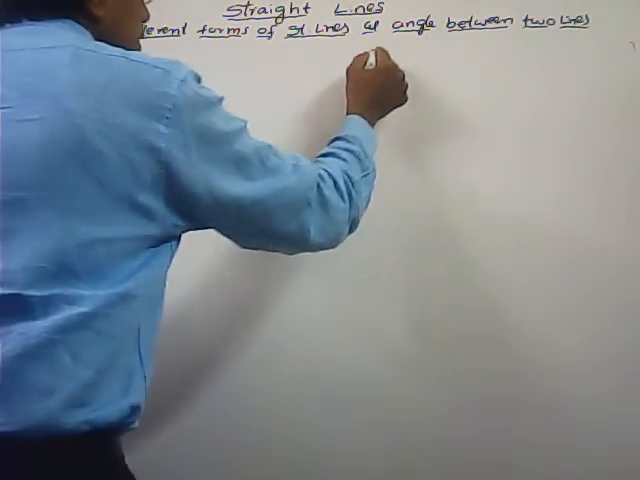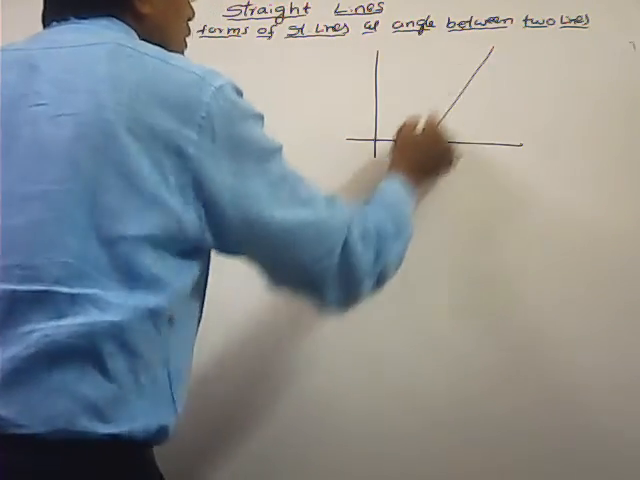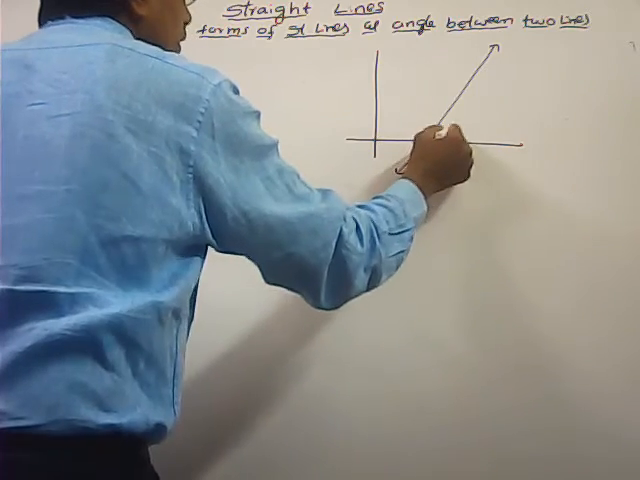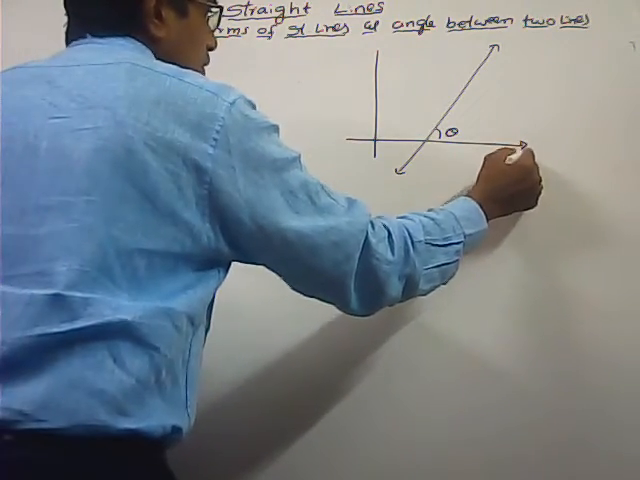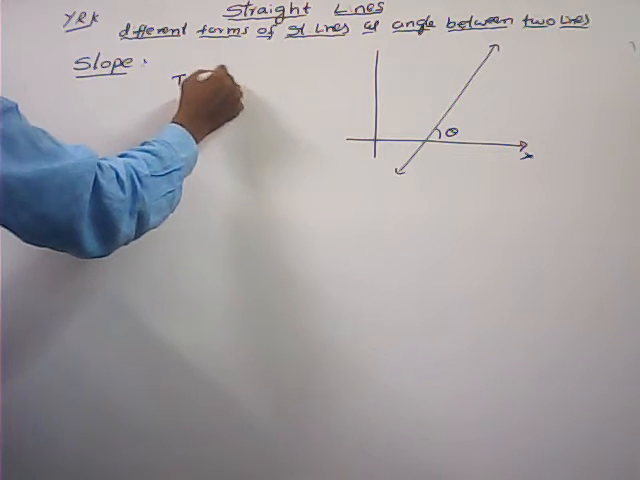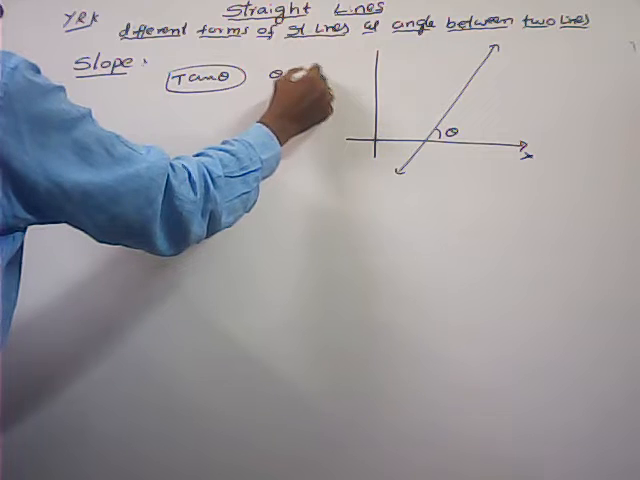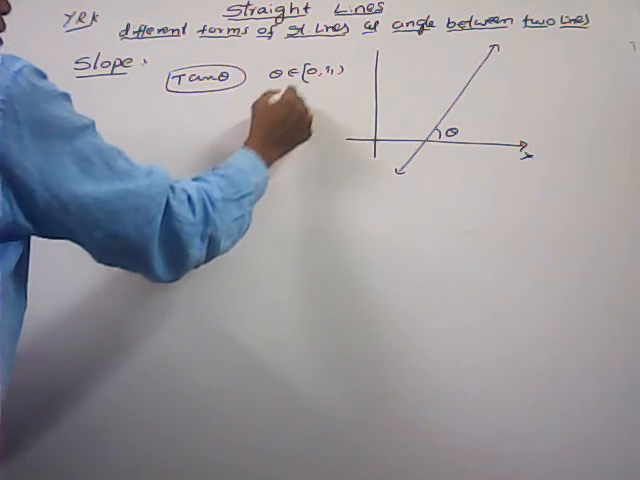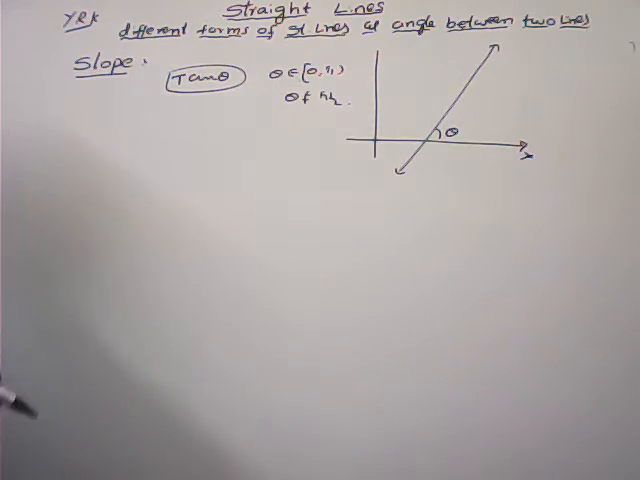If a line makes an angle theta with the positive direction of x-axis, then tan theta we say slope of the line. Here theta lies in between 0 to pi and theta should not be equal to pi by 2. Why? Because tan 90 doesn't exist.